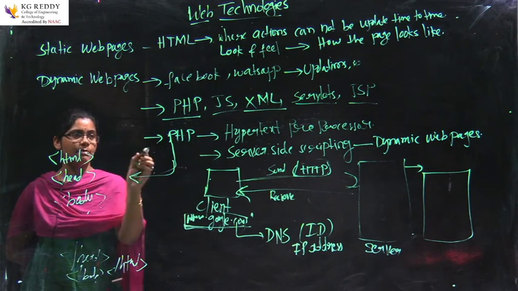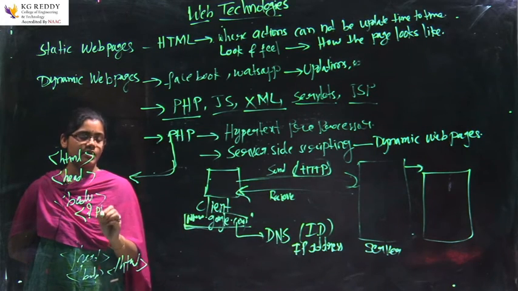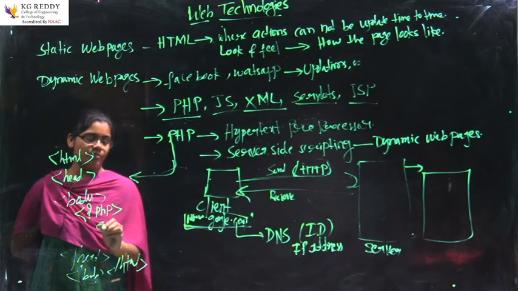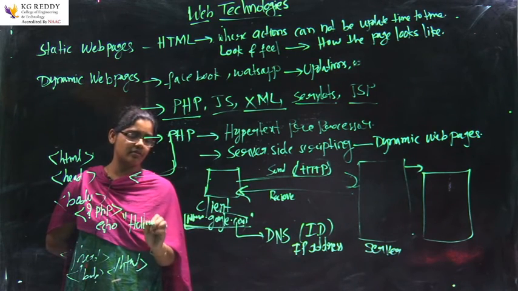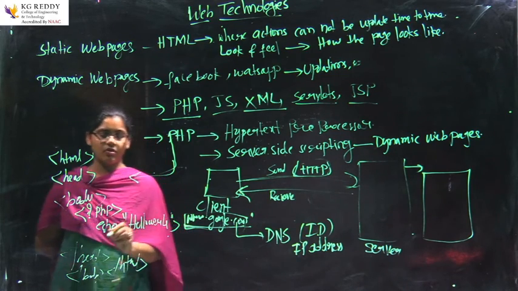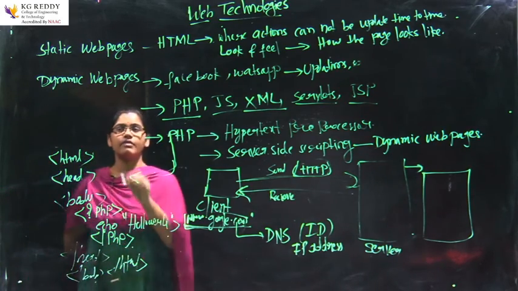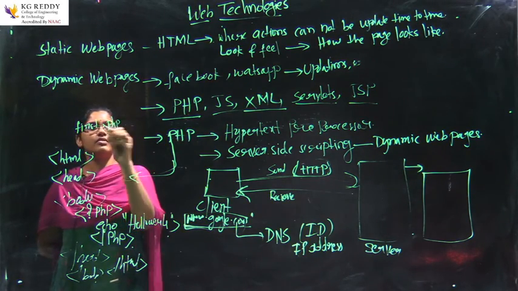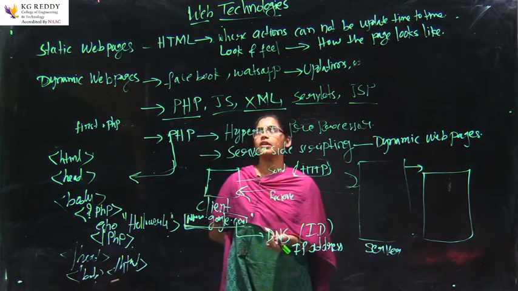Now I am embedding my PHP into HTML. The open tag of PHP is like this, then you write the code: echo hello world. Echo is like printing. Then close the PHP within the HTML file only. Then save this document as something like first.php. This will be executed in web browsers.